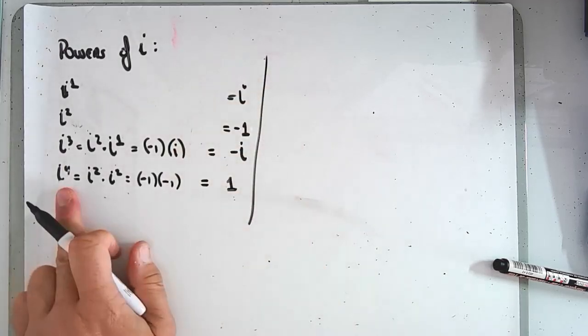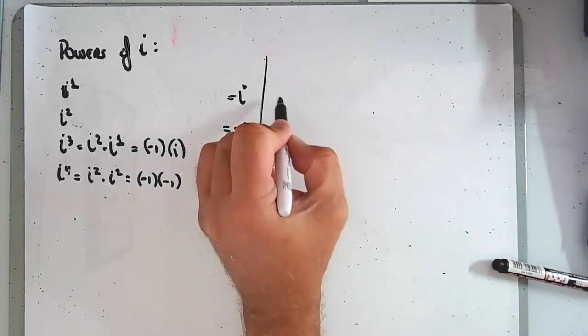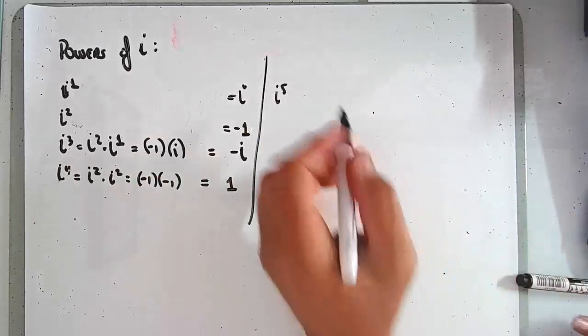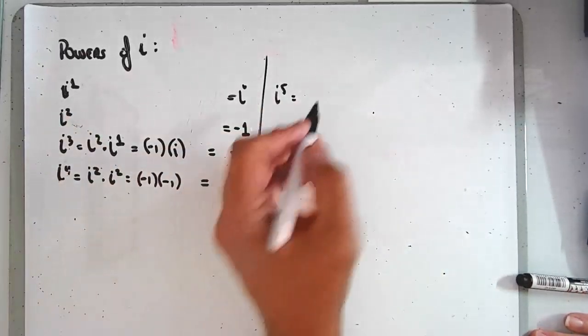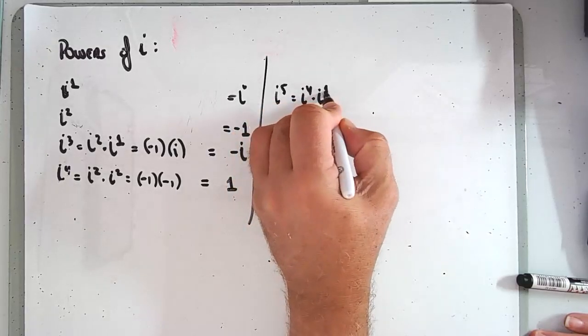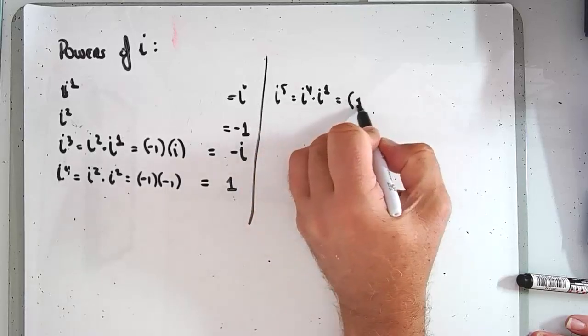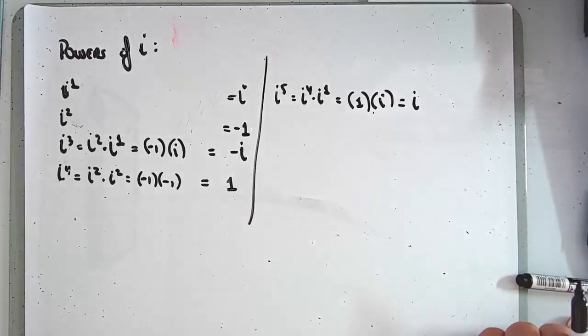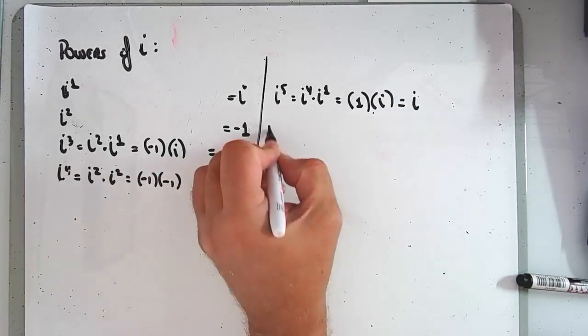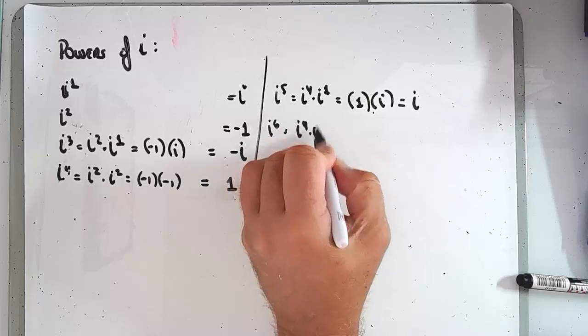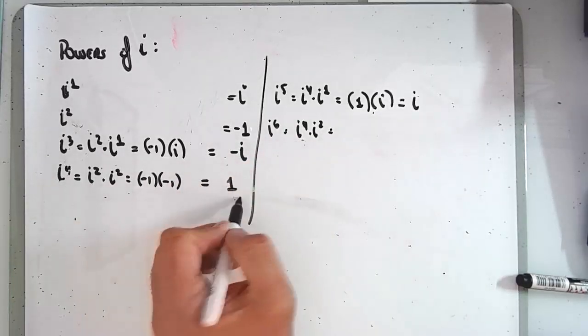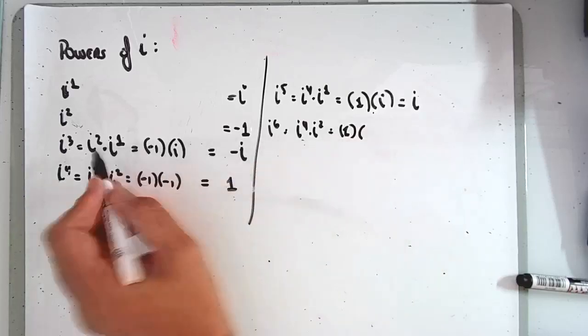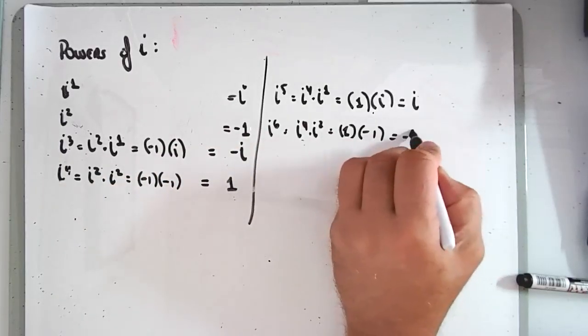Okay. What happens if they ask us to find i to the 5? I can use the same trick as before. I can do i to the 4 times i to the 1. But i to the 4 is 1, and i to the 1 is simply i. So 1 times i. I hope you see what's going on at this point. If not, let's continue. i to the 6, I can break it down as i to the 4 times i squared. i to the 4 is 1 times i squared, which is -1. This guy will be -1.